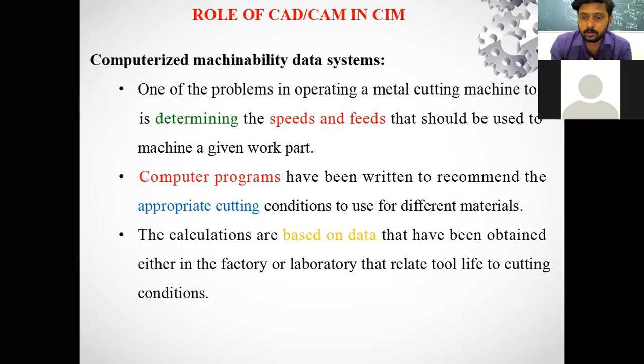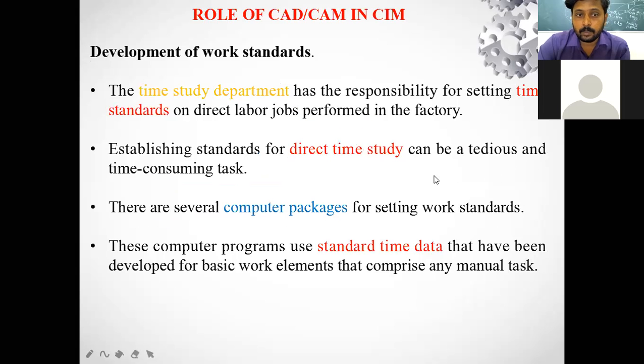The calculations are based on data that have been obtained either in the factory or laboratory, that relate tool life to cutting conditions. So obviously tool life, cutting conditions, and other parameters like fluids and coolants are concerned with this, and that data is already stored in the system. If it is not stored, then you have to generate that data, and if generation is possible in the laboratory or the research and development area, then you have to generate it. This is how the computerized machinability data system is related to CIM.